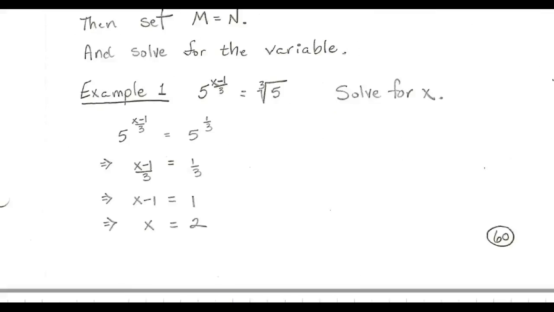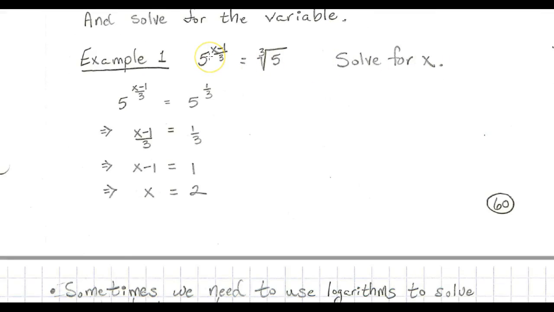So as a first example, here we have 5 to the power (x minus 1) divided by 3 equals the cube root of 5, and we want to solve for x. You can see from the left side of the equation that the base is 5. We have 5 raised to the power (x minus 1) divided by 3. So we have to rewrite the cube root of 5 as 5 to a power, which is simply 5 to the 1/3 power. That tells us that the exponents must be equal because the bases are both 5. So (x minus 1) divided by 3 has to equal 1/3, and you can do some simple algebra and solve to see that x equals 2.